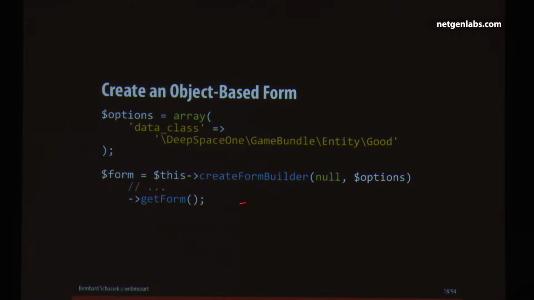So when we call create form builder, we pass the option data class and set it to the class of the good that we want to modify. All right? So we create this options array, we pass it, the rest remains the same. We add all the fields and then we receive the form. So that's the only difference here.